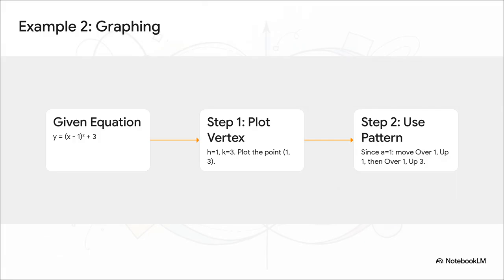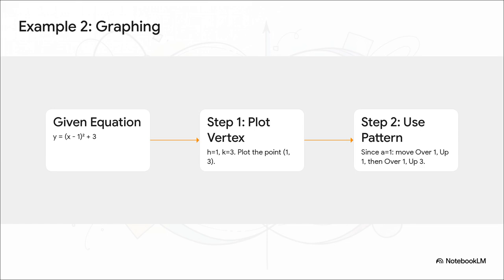Now let's try graphing y = (x - 1)^2 + 3. First step, find that vertex. It's right there in the equation. h is 1, k is 3. So we plot the point (1, 3). Now, since our a value is just a 1, we can use that simple step pattern. From the vertex, you go over 1, up 1.